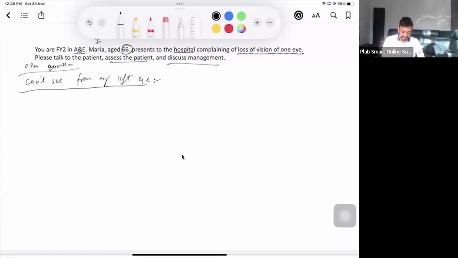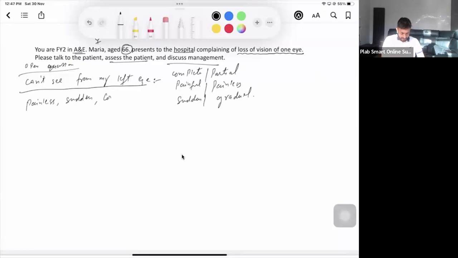So, I can't see. Ask if it is a complete loss or a partial loss, if it is painful or painless, if it is sudden or gradual. Very important. Your patient tells you, doctor, it is painless, sudden, and a complete loss. All right, fine. So I will elaborate on that.